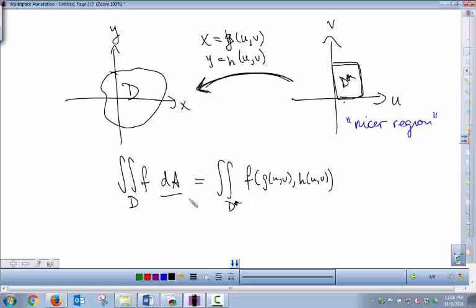And then now our dA, which used to be dx dy, is going to change into du dv, but before we do that, we have to make sure that we include our differential, or in this case our Jacobian. And then finally we get the du dv business in there.